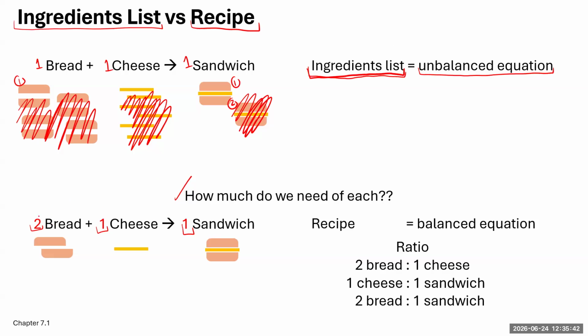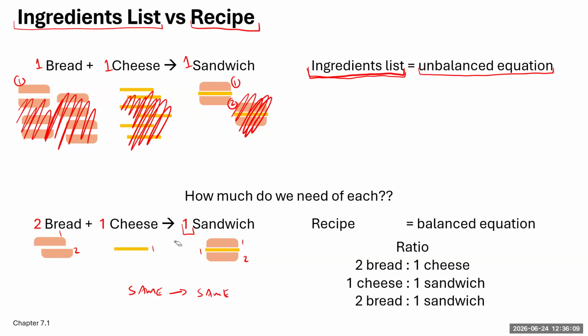But look what happens when we start balancing these equations. We know we need two pieces of bread to make a sandwich. So we have two bread, two bread. We have one cheese, one cheese. So now it's balanced, the same on both sides, before and after assembly of that sandwich. Now we can use these numbers in future things.